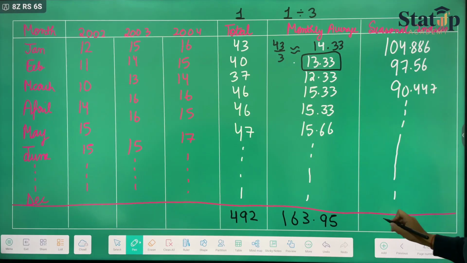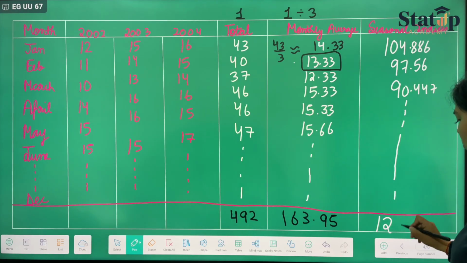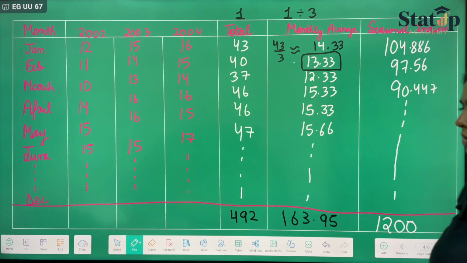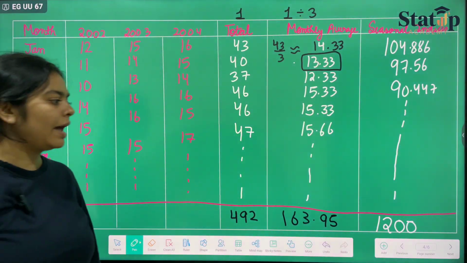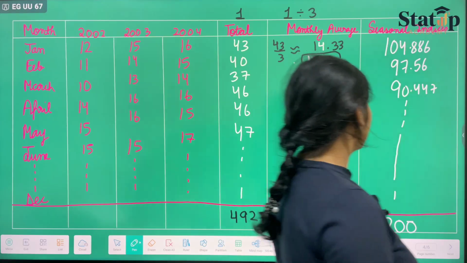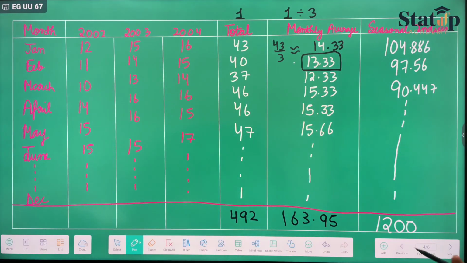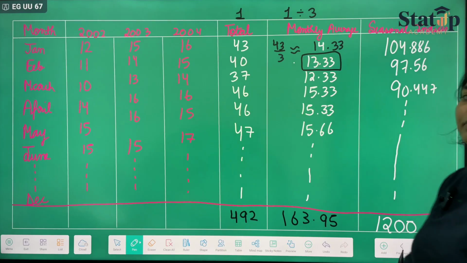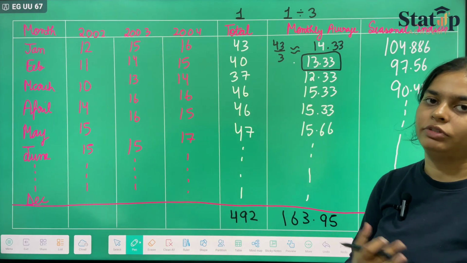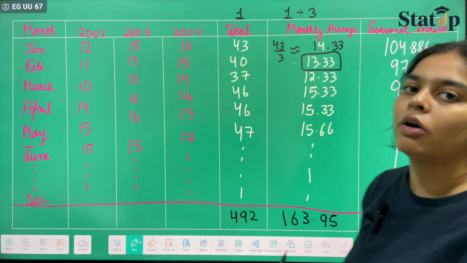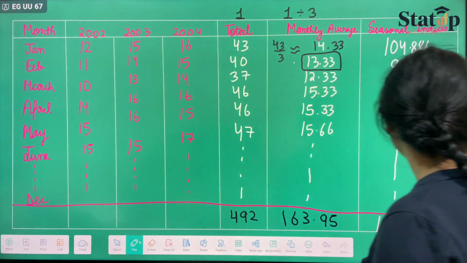And the total of the seasonal indices should come to 1200. Why will it come to 1200? Because we are calculating for all 12 months, so 12 into 100 will be 1200. If you were calculating quarterly, it would be 4 into 100, which is 400. So this is how we calculate seasonal indices.